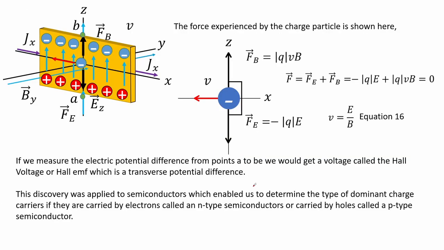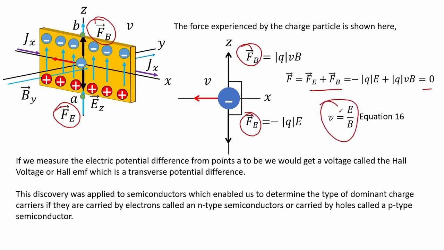The force experienced by the charged particle is shown here. If the particle becomes undeflected and flows normally between the electric field, then the force exerted by the magnetic and electric field are equal. Here we can calculate the drift velocity of the particle using equation 16, which is the same formulation obtained earlier for charges moving in electric and magnetic fields. If we measure the electric potential difference from points A to B, we would get a voltage called the Hall voltage or Hall EMF, which is a transverse potential difference.